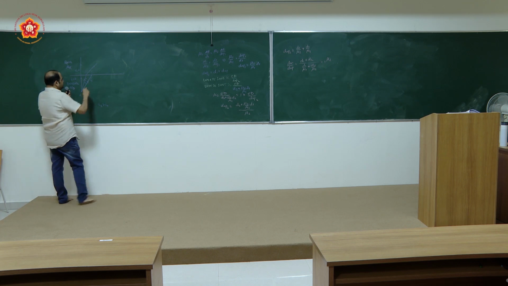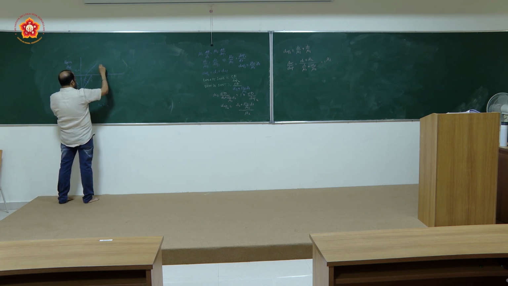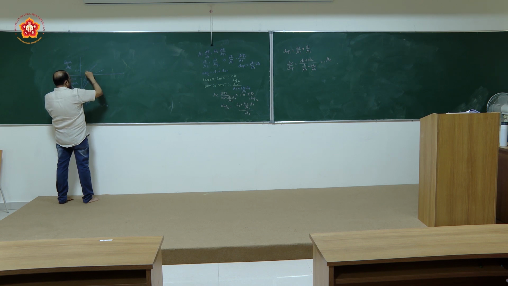Then you will find that the ray, instead of traveling along a straight line here, will be bending away from the normal. If this is representing R1, then this is representing R2. In this case, the value of R2 is greater than R1.